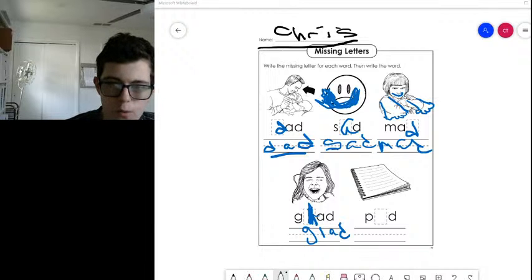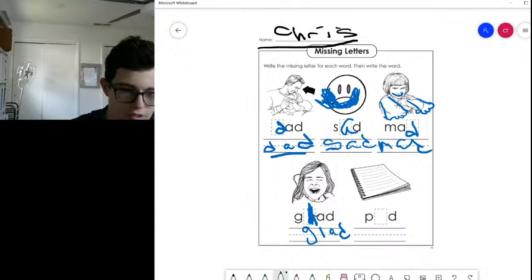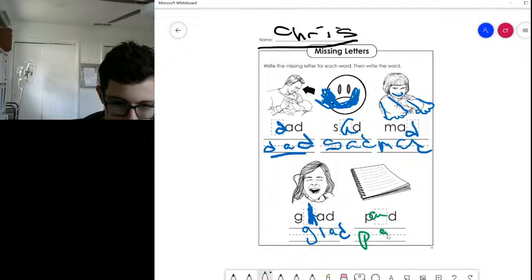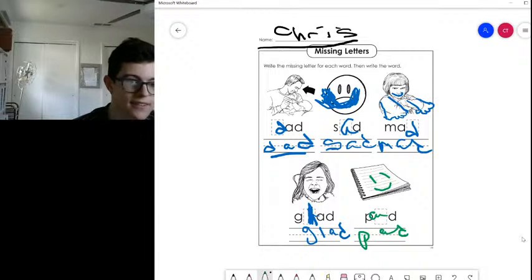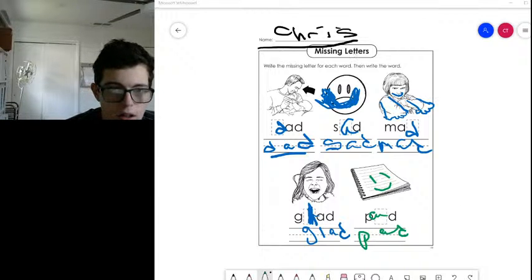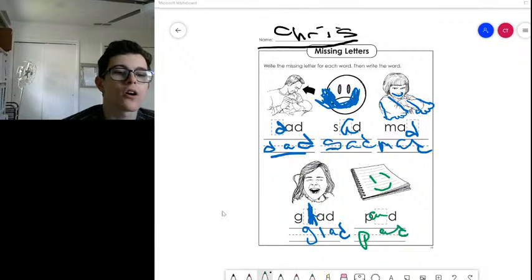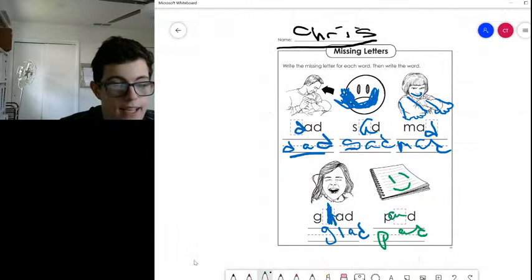Alrighty. So this one is our pad. We'll fill this one in as a green one because we've used a lot of blue on this page. So we're going to fill this one in as a pad. Just for fun, we'll draw a smiley face on our pad. So these are our last words for the AD.